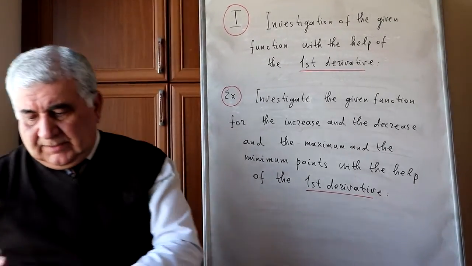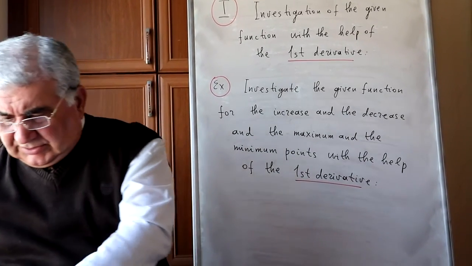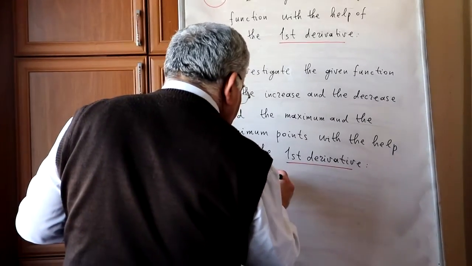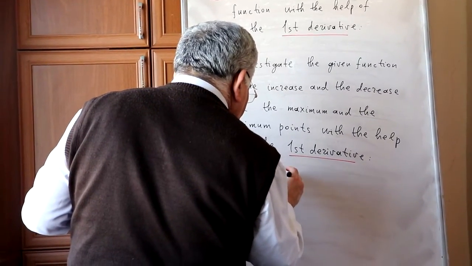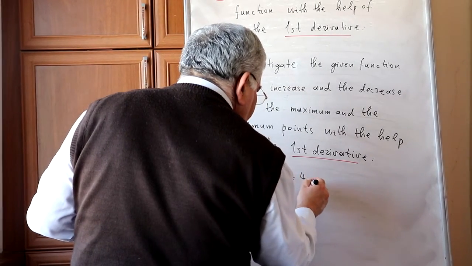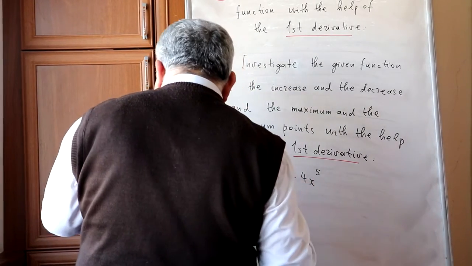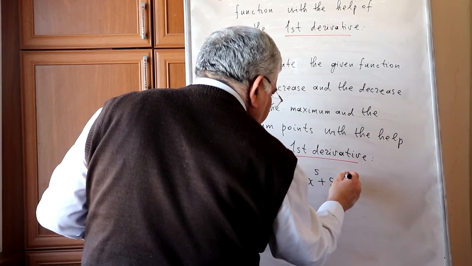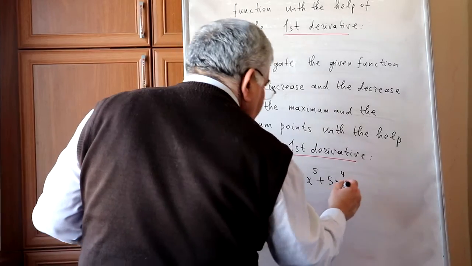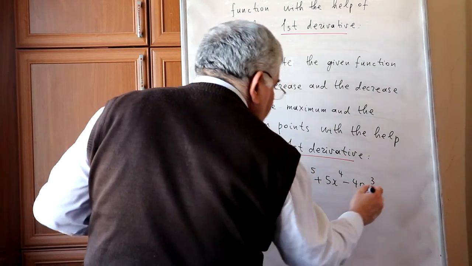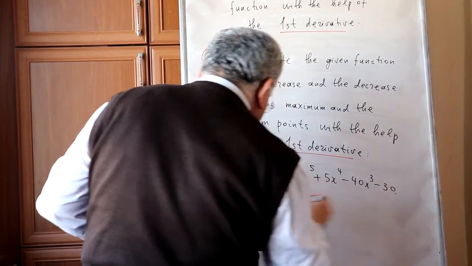Now write the condition of the given function. F of x is equal to 4x to the 5 plus 5x to the 4 minus 40x cubed minus 30. Solution.